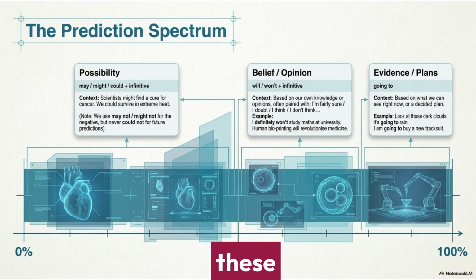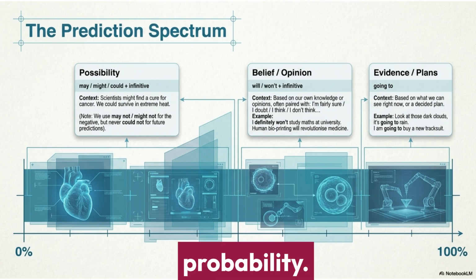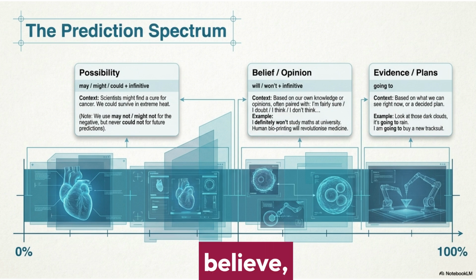Now let's learn how to make predictions in English. The easiest way to remember these expressions is to imagine a certainty scale, from not sure to completely sure. At the first level, we have possibility. Use words like maybe, perhaps, might, and could. Next comes probability. Here we use I think, I believe, probably, or simply will, because we have some confidence. Finally, we have certainty. Expressions like I'm sure, definitely, certainly, and be going to show that we're very confident, especially when we have clear evidence. So remember this simple pattern. Possible, probable, certain. The stronger your evidence, the stronger your prediction.